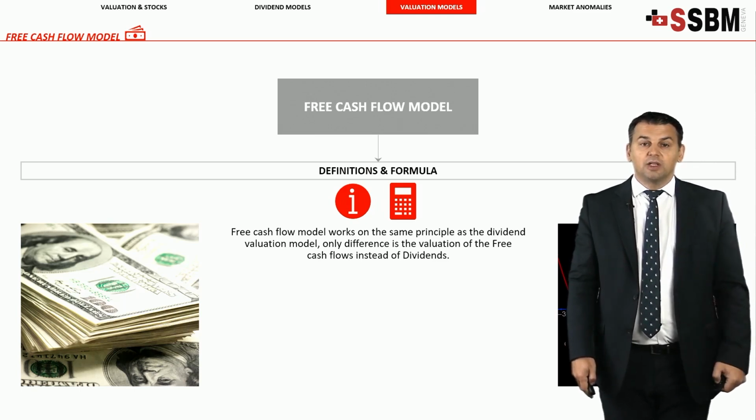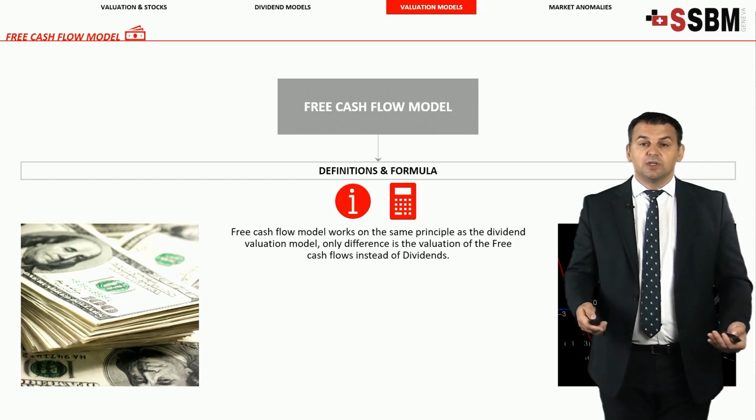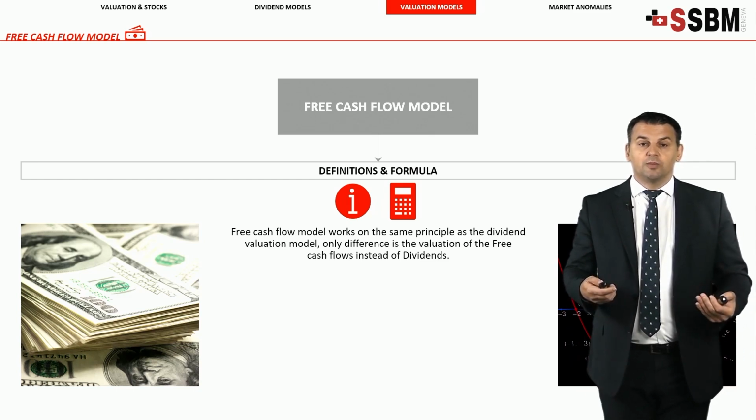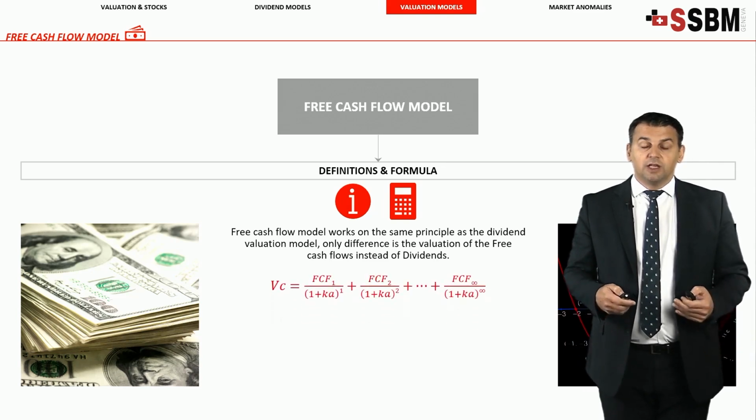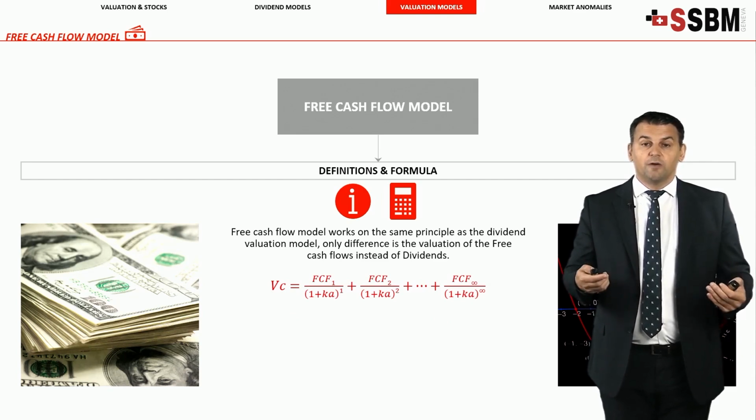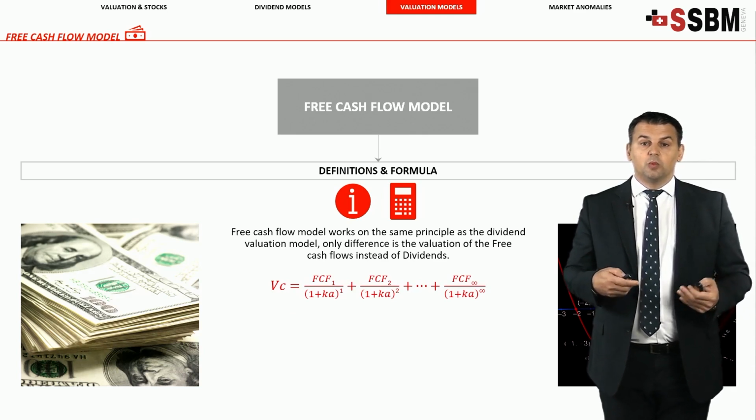Free cash flow model basically works on the same principle as the dividend valuation model. Only difference is the valuation of the free cash flows instead of dividends. In the free cash flow formula that you can notice, every year you discount your free cash flows going forever, like dividends. You discount them with the expected return, expected yields.